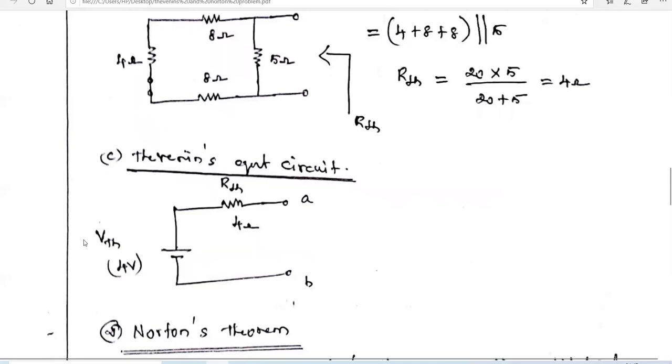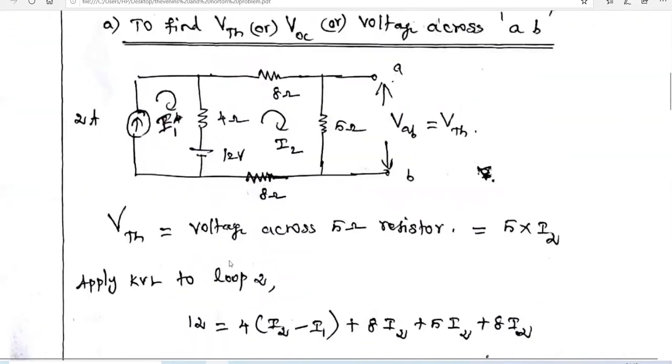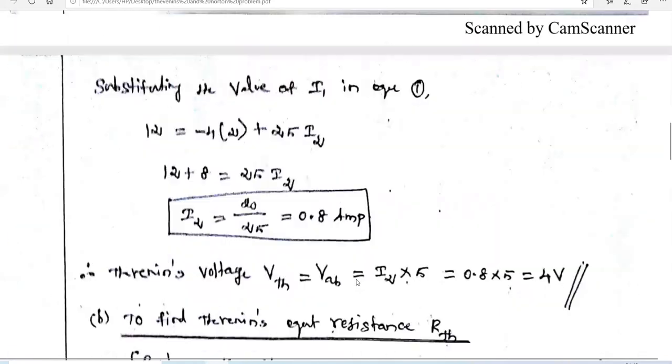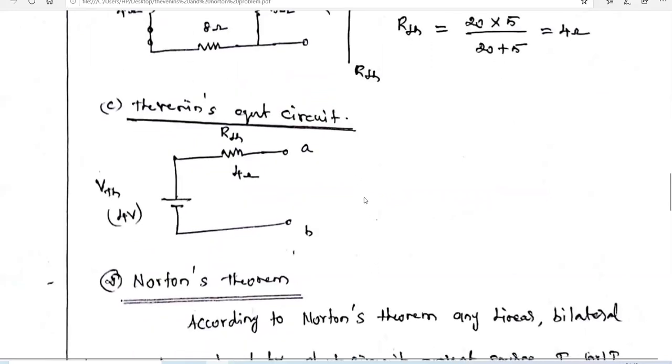What is the Thevenin's voltage we calculated? We calculated the VTH value as 4 volts. And what is the value of RTH? It is 4 ohms. So we draw the terminals A and B. This is the Thevenin's equivalent circuit of the given complex circuit. This is the Thevenin's model for the given complex circuit. So this is the procedure to solve the problem using Thevenin's equivalent circuit.